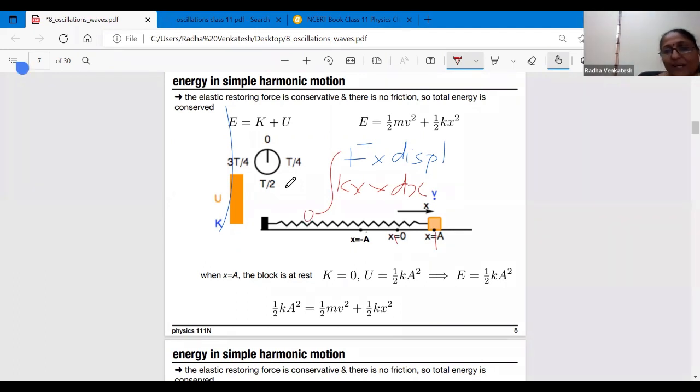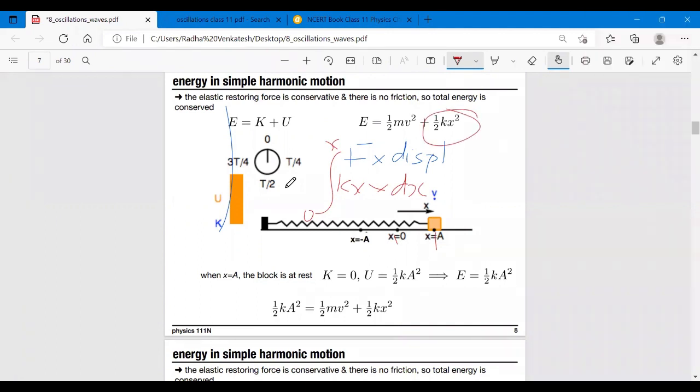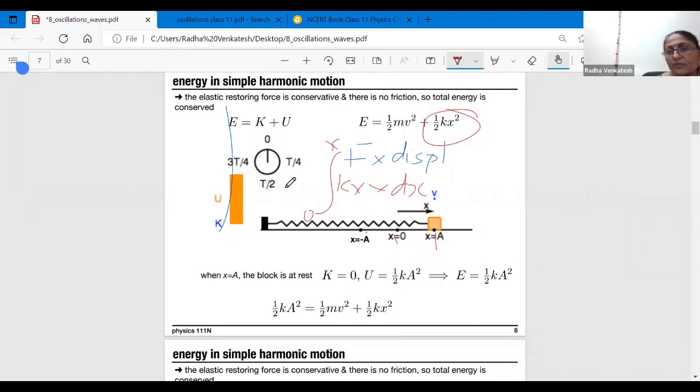If it is a, I'll put it as a. But we take it as x. So now if you integrate kx dx, k comes out, x dx is x squared by 2, and that is how we are getting the expression half integral kx into dx, x squared by 2. That's all. So you get half kx squared. So that is the expression for potential energy.